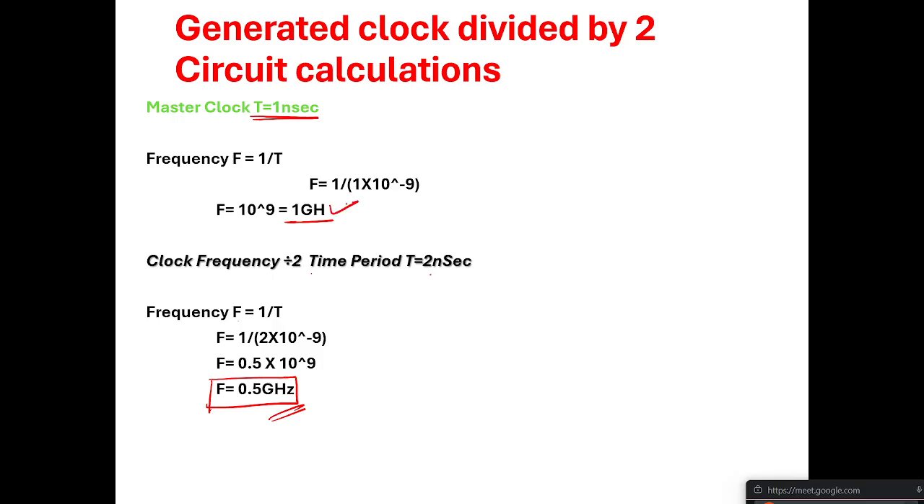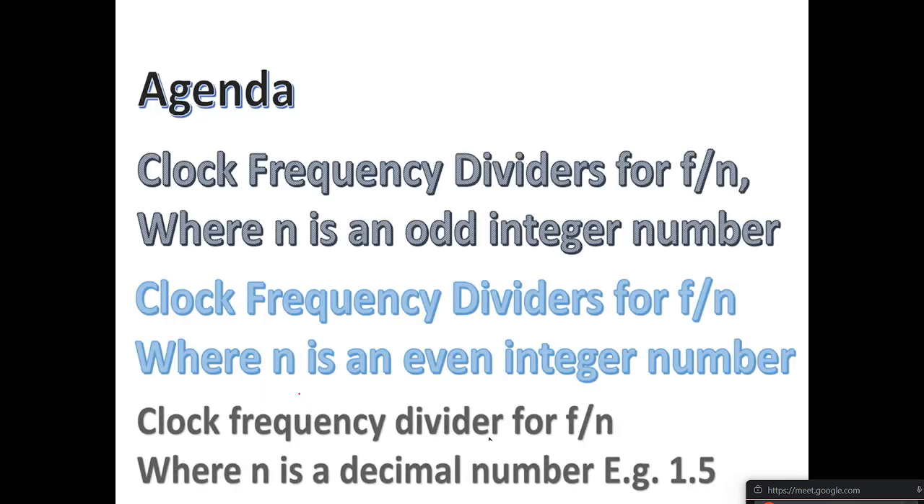My frequency is 1 gigahertz. When I give clock frequency divided by 2, I get the resultant frequency of 0.5 gigahertz. From the calculation also it is satisfying, no? Next, we are going to design the clock frequency divider.